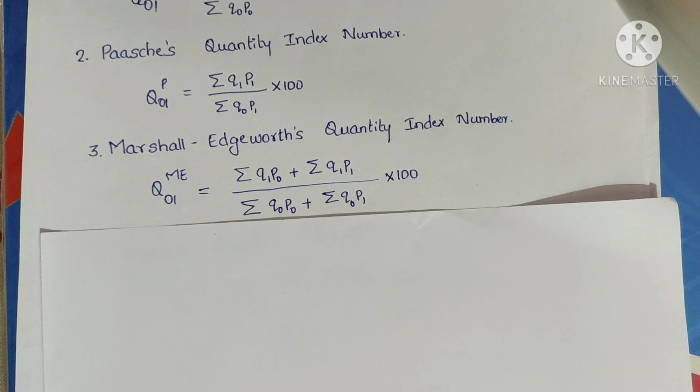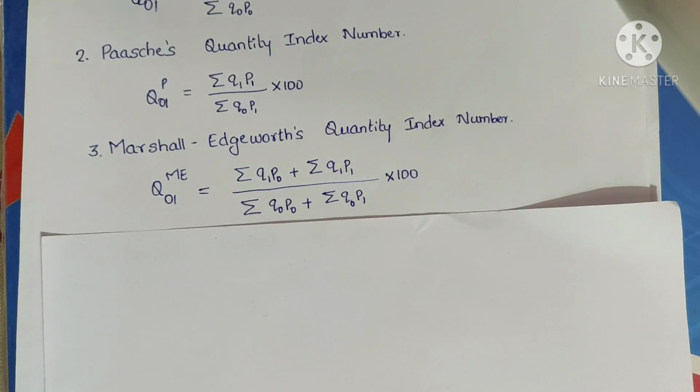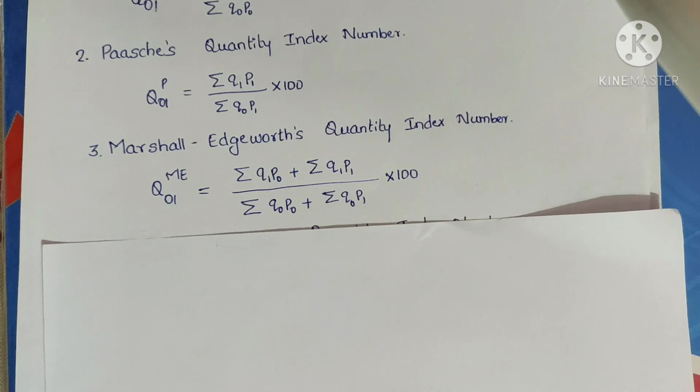Next, moving on to the Marshall-Edgeworth quantity index number, it is given by Q01 equals summation Q1 into P0 plus summation Q1 into P1, divided by summation Q0 into P0 plus summation Q0 into P1, into 100.